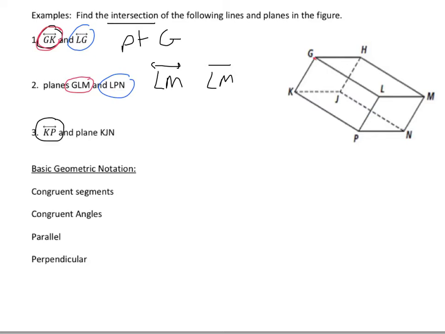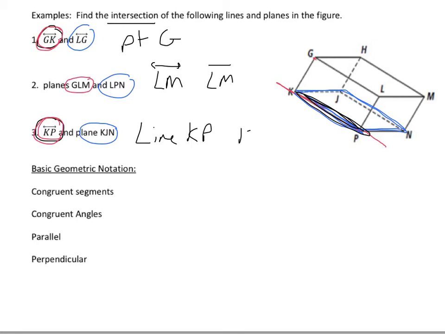Line KP, oops, sorry, I'll put that in red again. KP is right here. And plane KJN, KJN is this plane. Where do they intersect? They share this right here. So line KP, described as KP with a line above it. And again, you could use line segment notation here if you want to, because it does actually stop. And you could change the order of the letters.